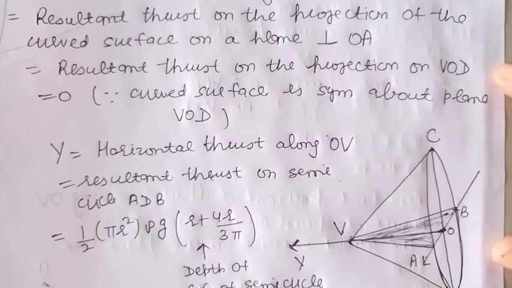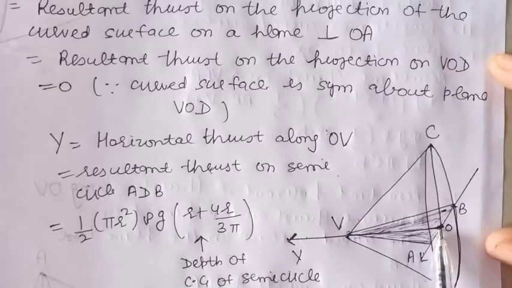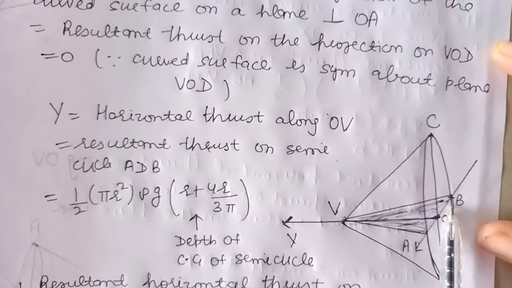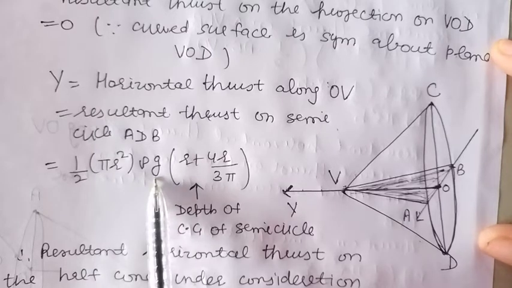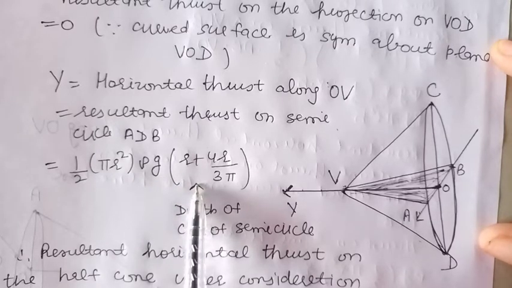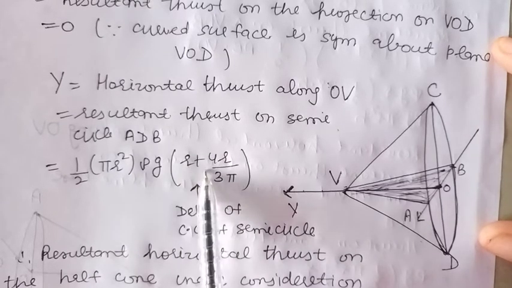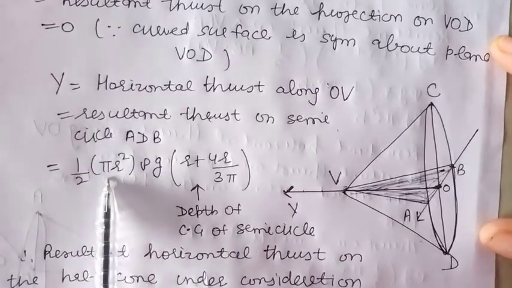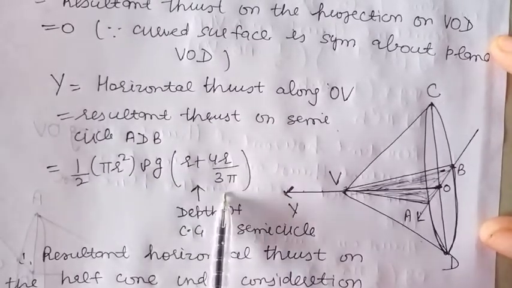Now let us find the horizontal thrust y, which is along the direction OB. By definition, this will be the resultant thrust on the semicircle ADB. It is given by half of the area of the circle into rho into g into the depth of the center of gravity of the semicircle. The depth of the center of gravity of the semicircle is r plus 4r upon 3 pi. So y becomes half of pi r square into rho into g into r plus 4r upon 3 pi.